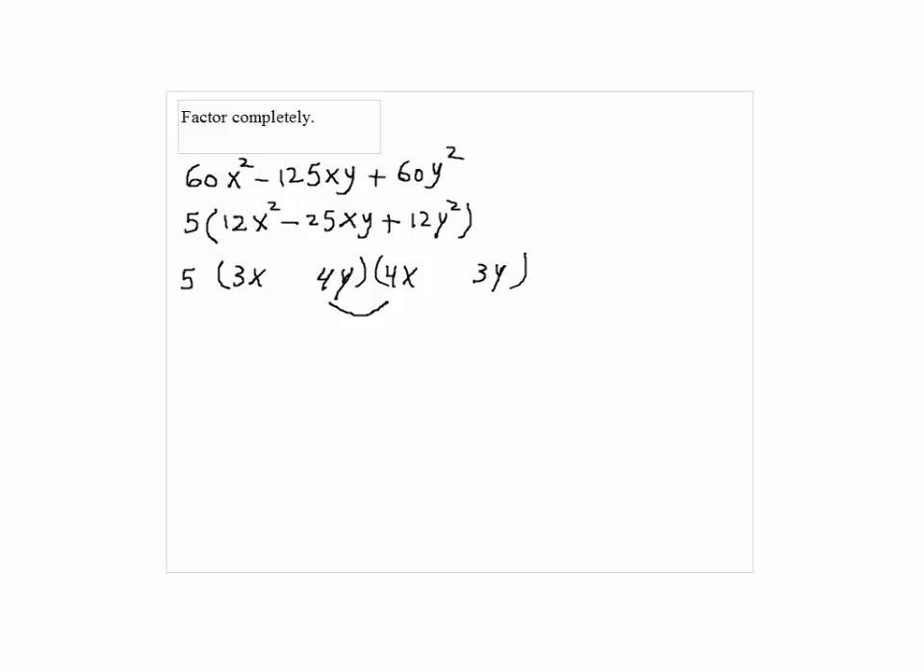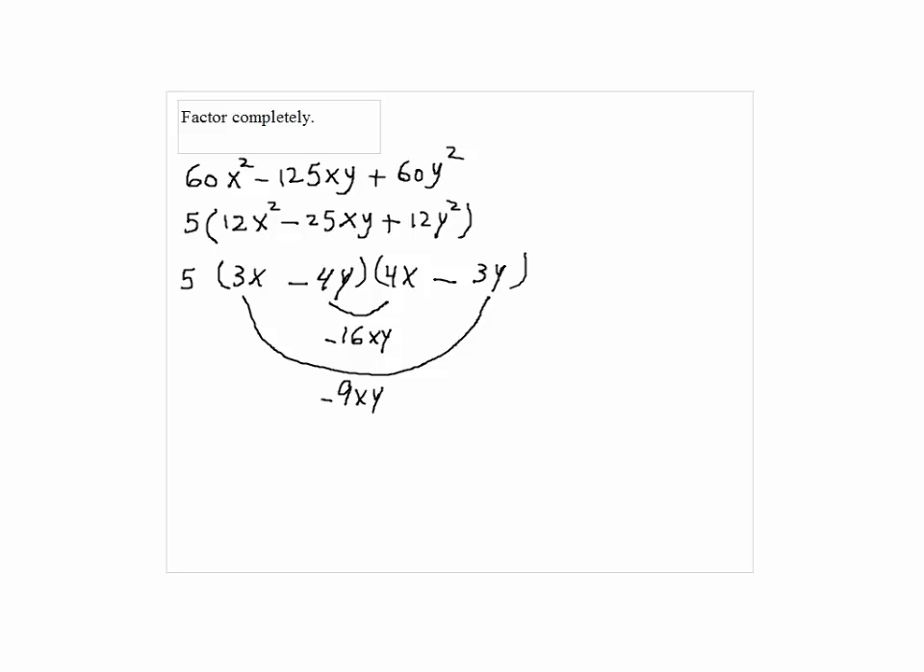For 12x to the power of 2, I can use 3x and 4x. That gives me 3 times 4 is 12. X times x is x to the power of 2. And then for 12 here, I can use 4y and 3y. Now, I multiply the two middle terms together.